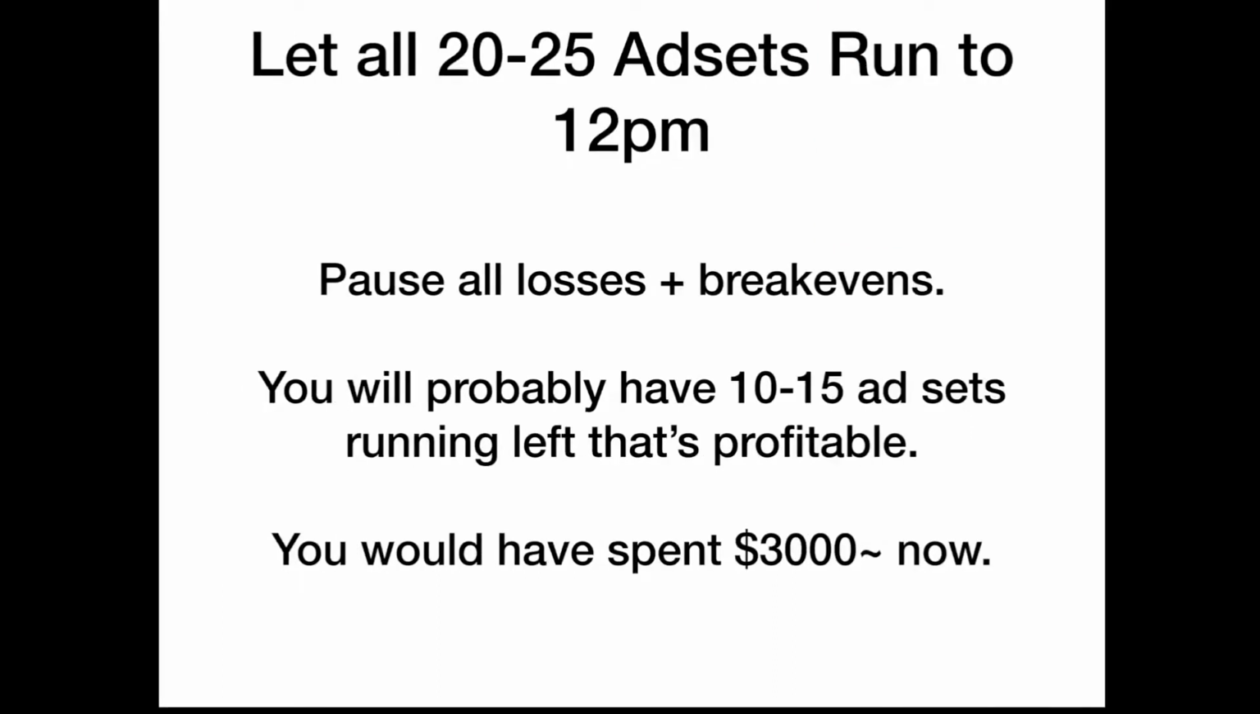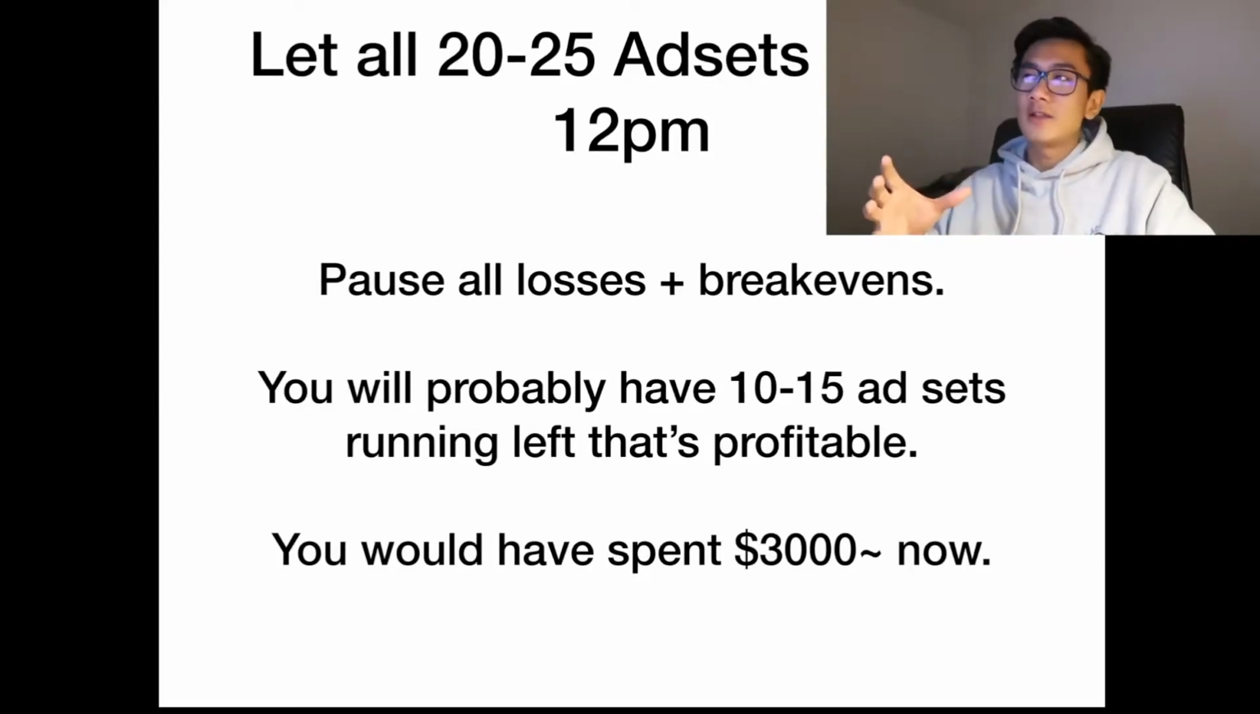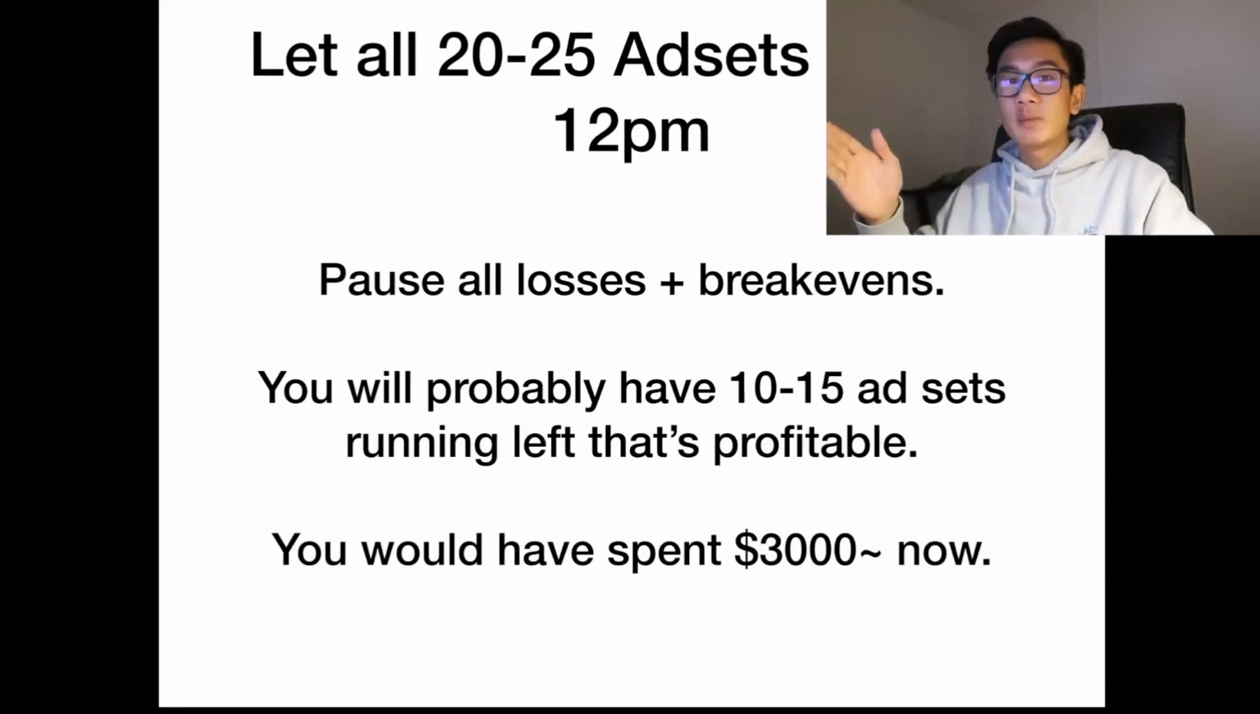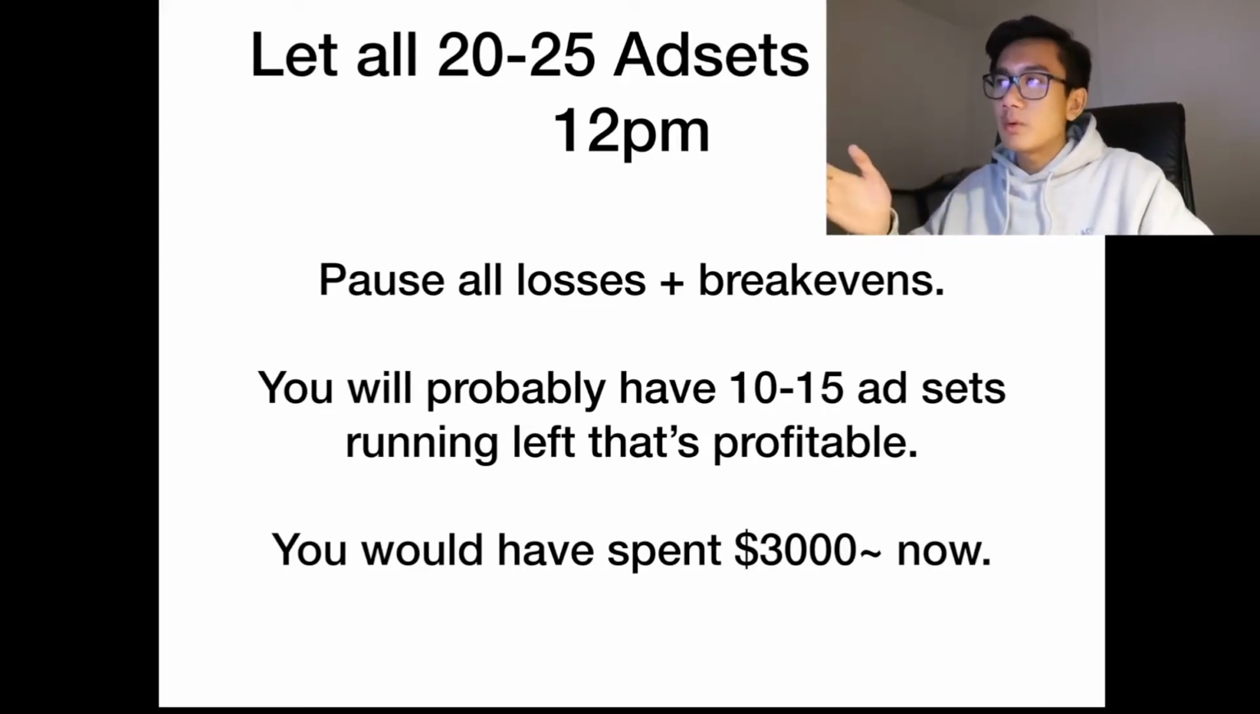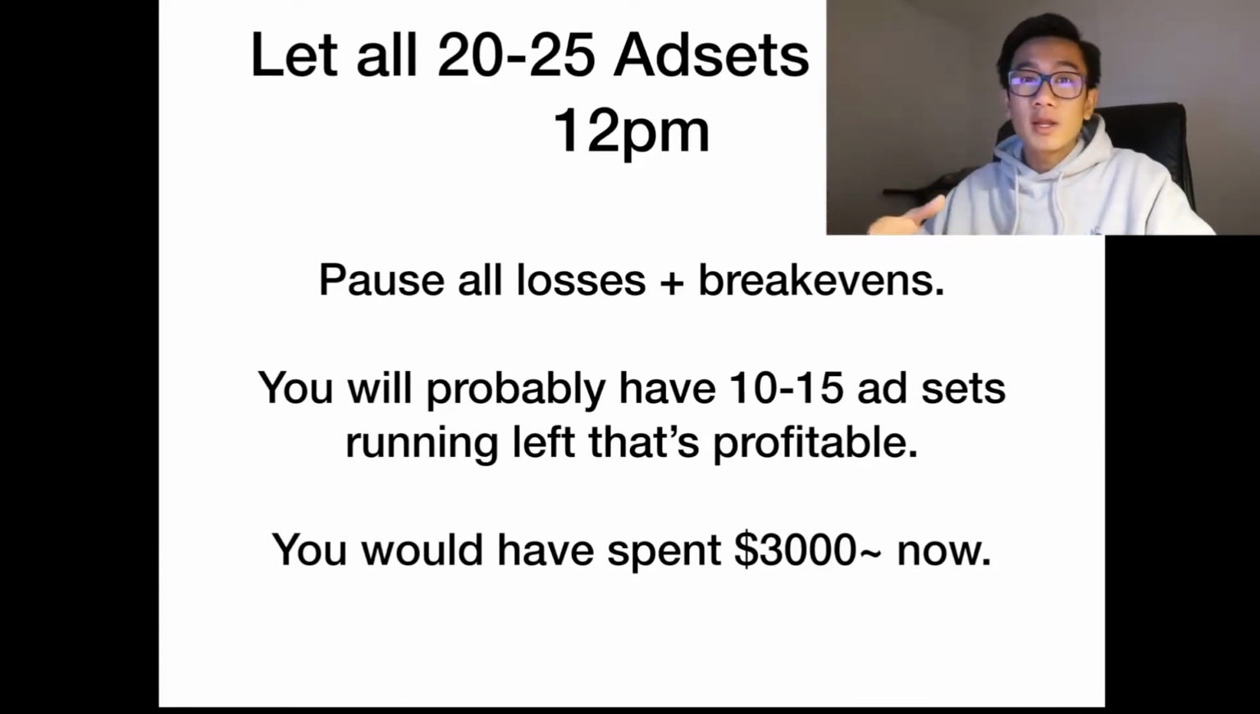Now you let those 20 to 25 run until 12 p.m., midday. What you want to do is pause all the losing ad sets, so you would have spent roughly around $180 now. Some of the profitable ad sets might have turned unprofitable, and some might have turned break even. So you want to kill everything that is non-profitable or break even. By then you'll probably be left with 10 to 15 profitable ad sets. And remember, the ratio is quite high because these ad sets have already been proven during your testing phase. Now you would have spent roughly around $3,000.